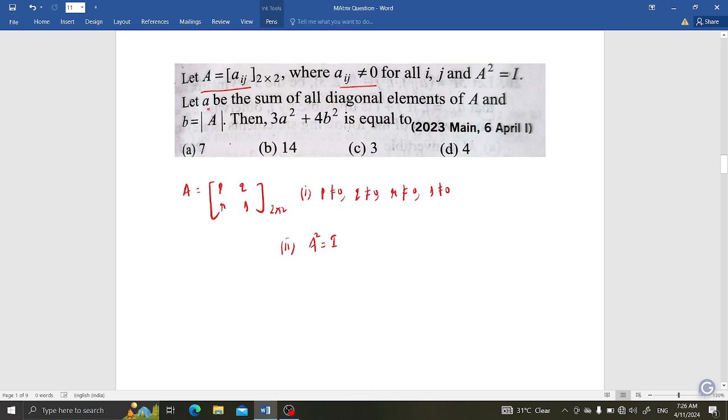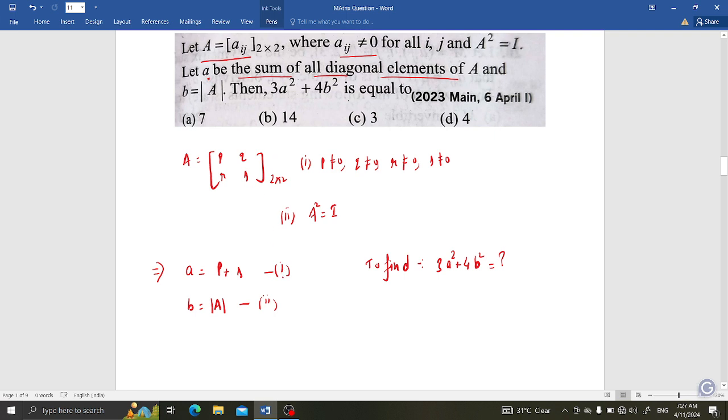Now after that they are saying let A be the sum of all the diagonal elements of A. That means from the given, we can write A equals P plus S. This is the first equation. And B equals determinant of A. B is determinant of A. Then they are asking us to find 3A square plus 4B square.